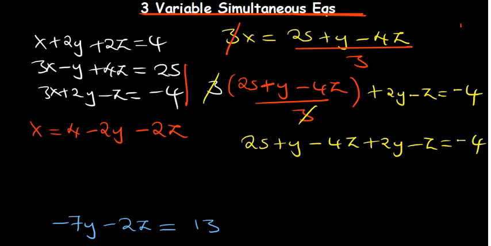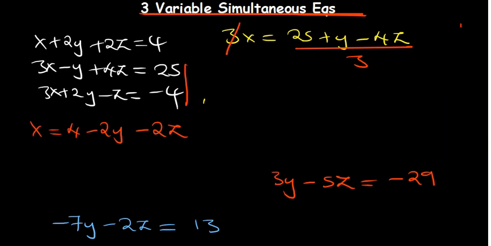Okay? Any like terms here? So we have 25 and negative 4. So we'll subtract 25 from both sides. Okay? And then y plus 2y is 3y. Negative 4z minus z is minus 5z. And then we'll subtract 25 from both sides. So negative 4 minus 25 is negative 29. Okay, so we now have two simultaneous equations.